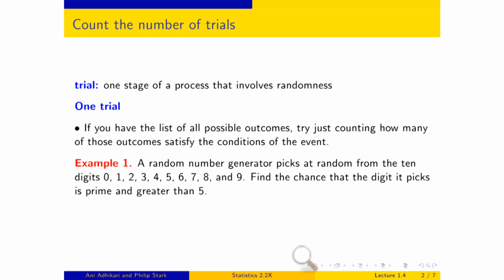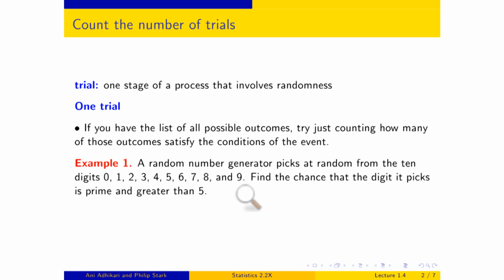So you've got a random number generator. Most of your computers have one. Sometimes phones have one. I know certainly there are many apps for this. A random number generator, what it's doing inherently is it's picking at random from the 10 digits 0 through 9. Each of them has the same chance, 1 in 10, of being picked. So the question that's being asked is find the chance that the digit that it picks, it's picking 1 digit, so it's running once, 1 trial, is what? Prime and greater than 5.